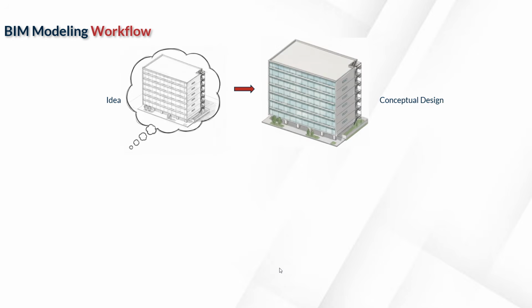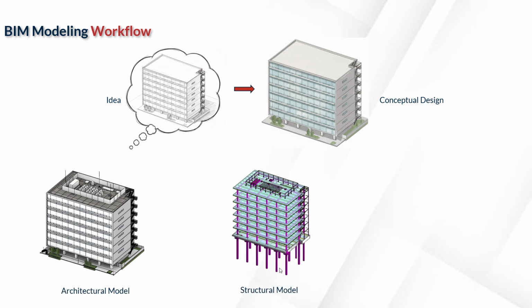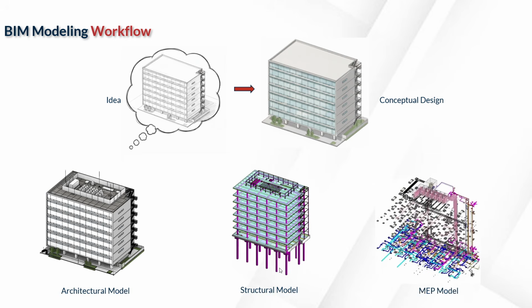So at the very beginning, we have the conceptual design stage where the overall form, layout, and massings are developed. It's a starting point, not the final model. Now, from there, each discipline starts to develop its own detailed BIM model. The architect defines the spaces, walls, finishes, and room layouts. The structural engineer designs the building skeleton, that is the columns, beams, slabs, and foundation. Next, the MEP engineer creates the building services, that is the ducts, pipes, electrical cabling, and other MEP equipment.